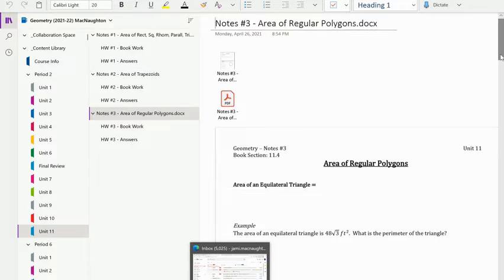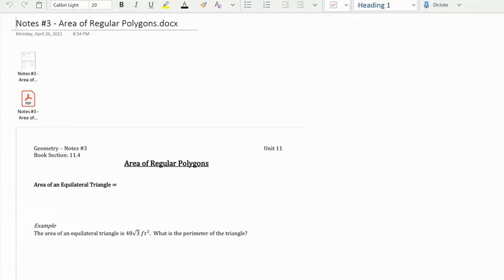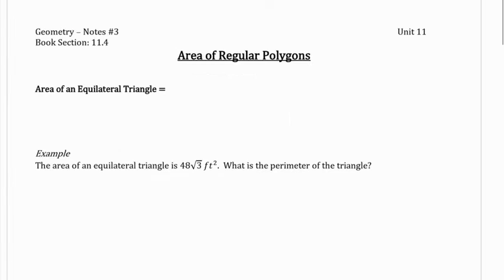Okay, so we've done rectangles, rhombuses, parallelograms, triangles. Then we looked at trapezoids in notes number 2. Next up is regular polygons. Do we remember what a regular polygon is? What's it mean for a polygon to be regular? Means all the sides and all the angles are all the same.